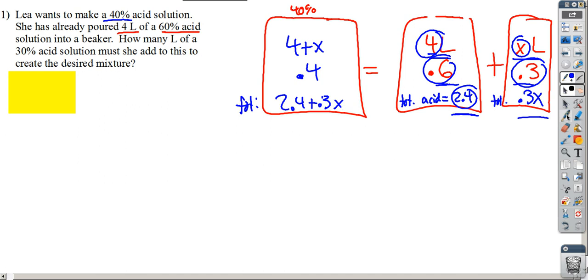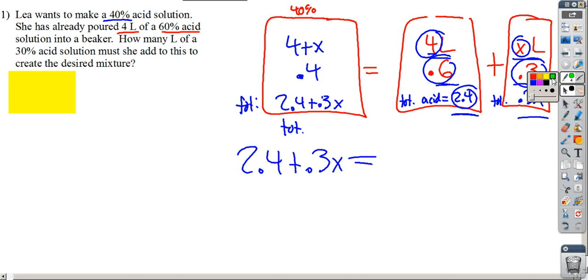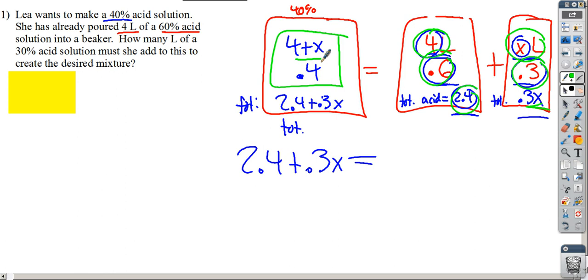Now here's what we need to think about. We know for sure that she's going to have this much acid right here, 2.4 plus 0.3X. That's the total amount of acid. That's going to be equal to what? Well, to get this number, we multiply this times this. To get this number, we multiply this times this. So we can follow the same pattern. If we multiply the amount of solution times the percent of it that's acid, we should get how much acid there is. And we already know, based on this, that it's 2.4 plus 0.3x.